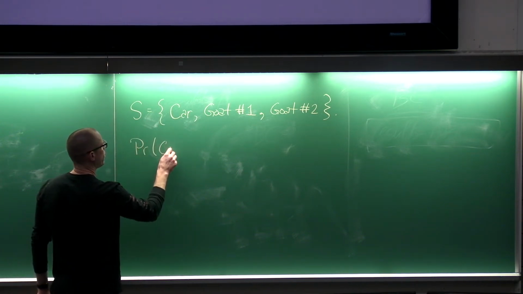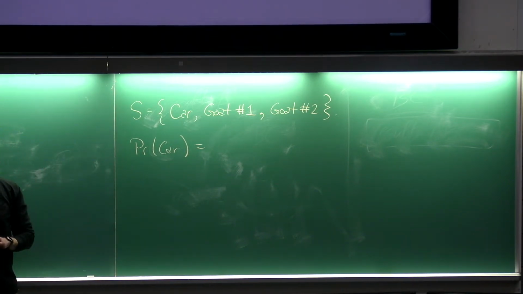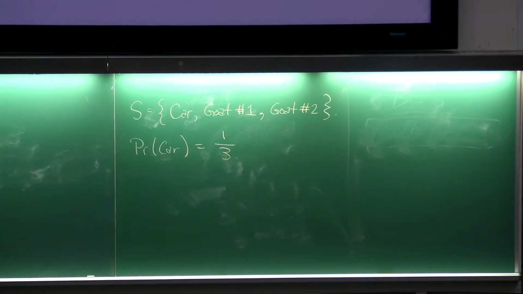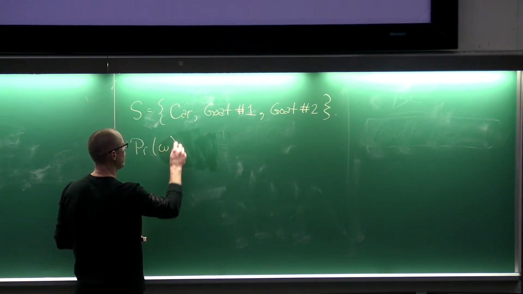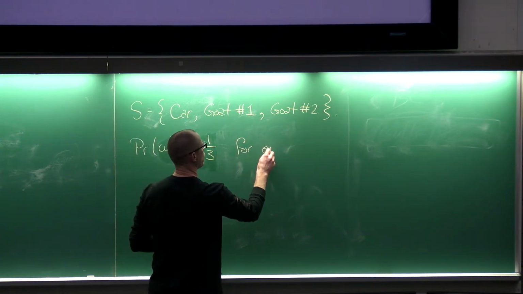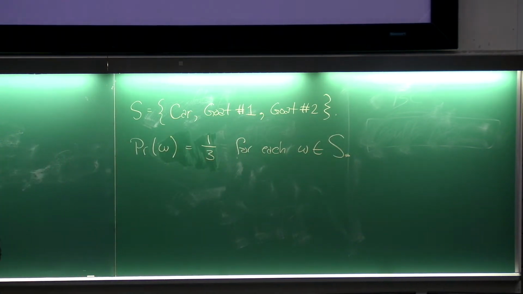And what's the probability that on that first choice you pick the car? And what's the probability that you pick goat number 1? A third. And the probability that you pick goat number 2 is also a third. So that's a uniform space. Let me write it more generally: the probability of any particular outcome is equal to 1/3 for each of those 3 possible outcomes. All right.